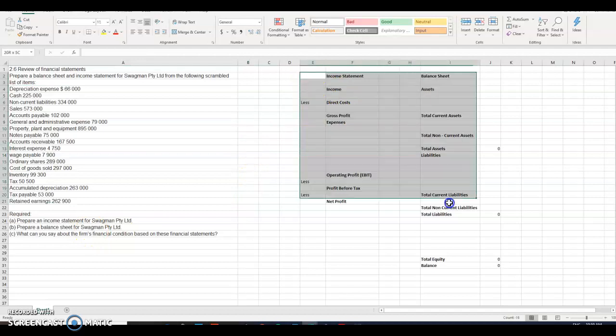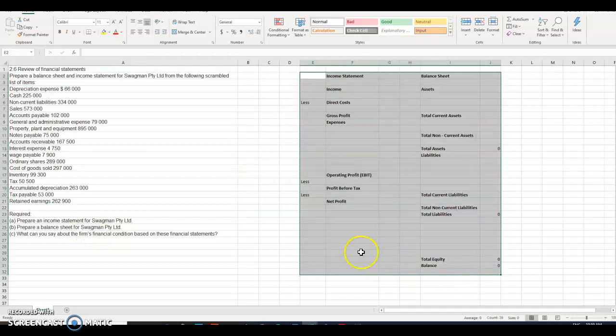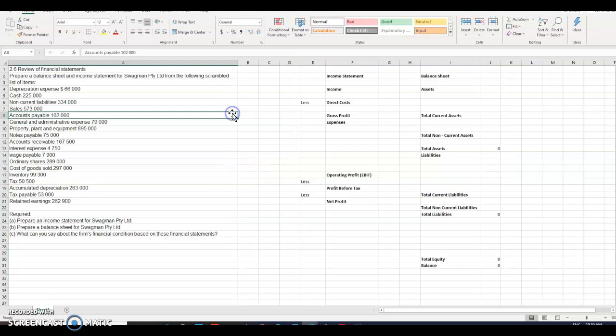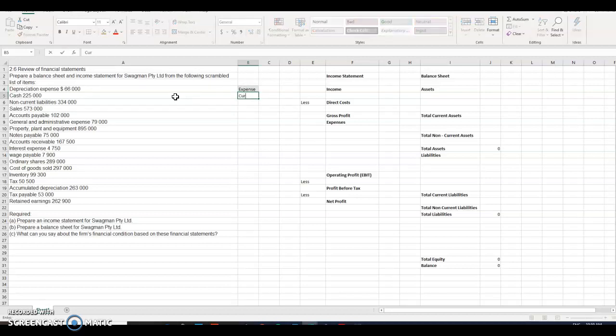So I've just got a little simple format over here to the right in Excel. What I'm going to do is first go through and label each one of these accounts, and then we're going to copy and paste them into their respective area. So the first one here is easy. Depreciation expense, that is an expense. Next one, cash, that is a current asset.